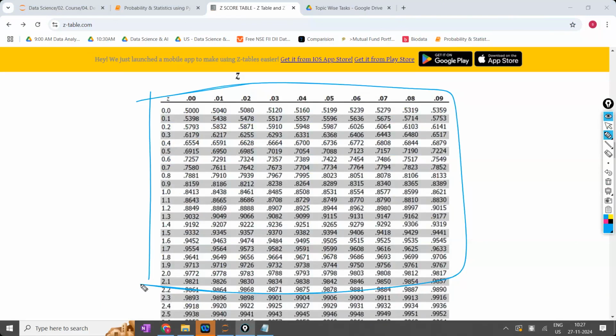How to calculate the probability using the rule and directly with respect to the table. Anyone has any questions?